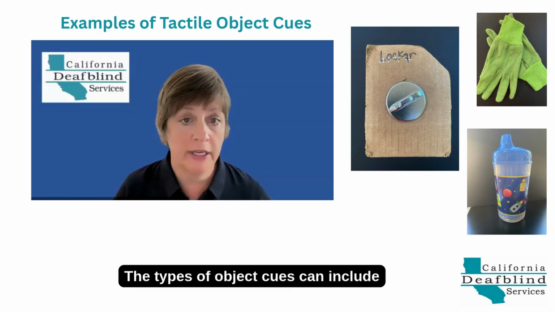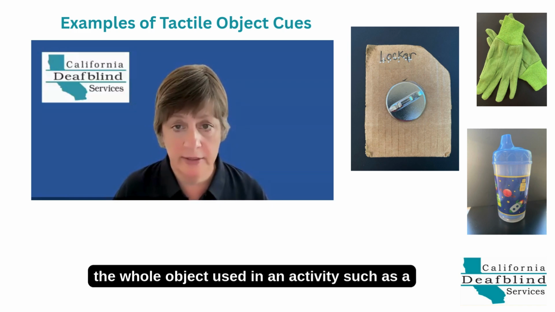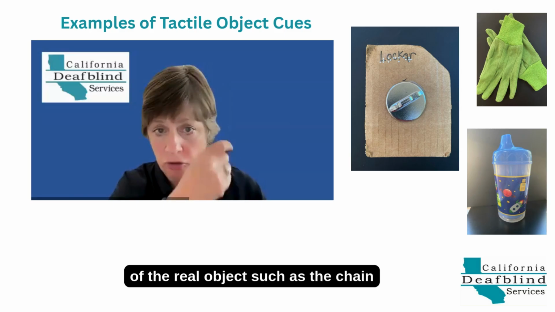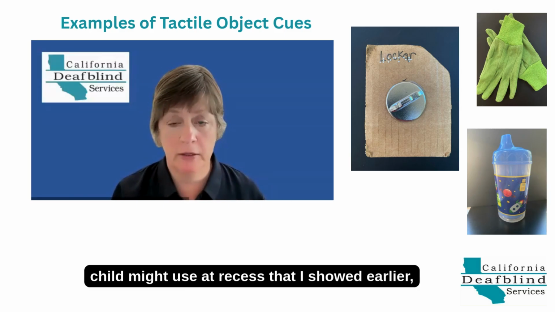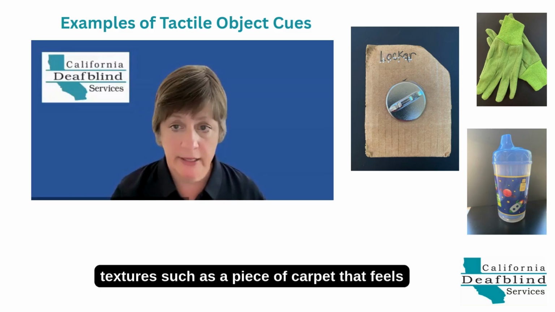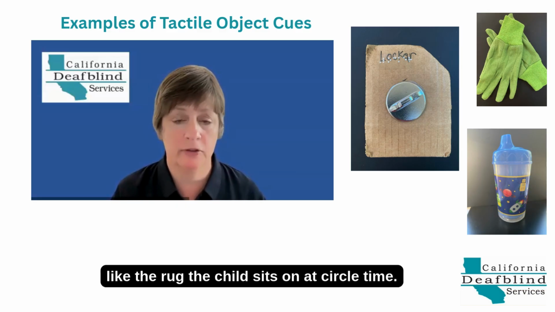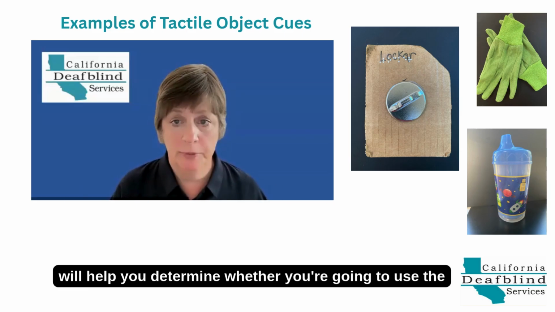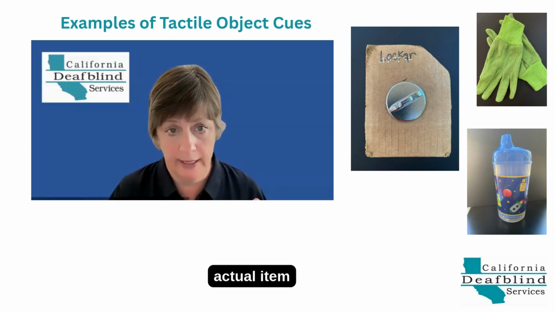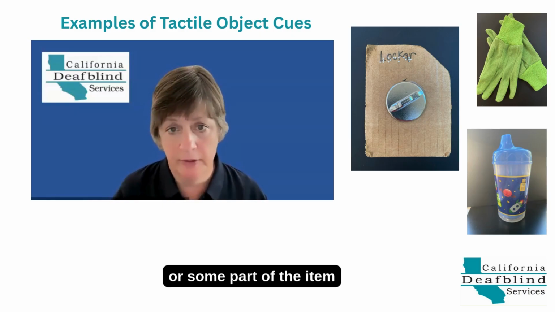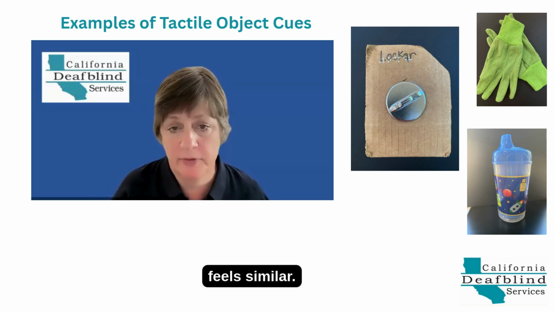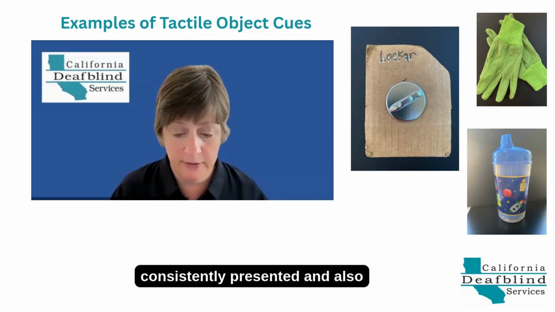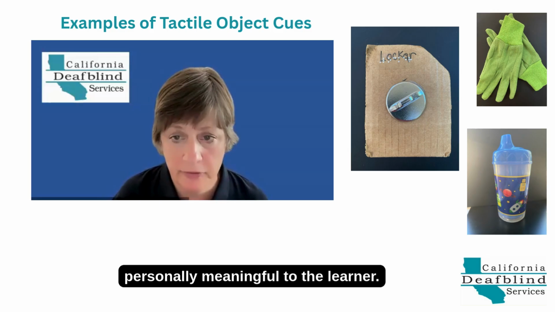The types of object cues can include the whole object used in an activity, such as a paintbrush for an art activity, pieces of the real object, such as the chain from the swing that the child might use at recess that I showed earlier, textures such as a piece of carpet that feels like the rug the child sits on at circle time. The learner's understanding of concepts will help you determine whether you're going to use the actual item or some part of the item that's used in the activity, or something that perhaps feels similar. Now, it's very important that the object is consistently presented and also personally meaningful to the learner.